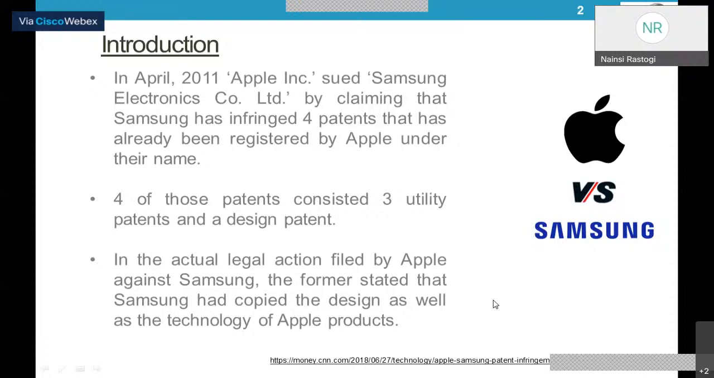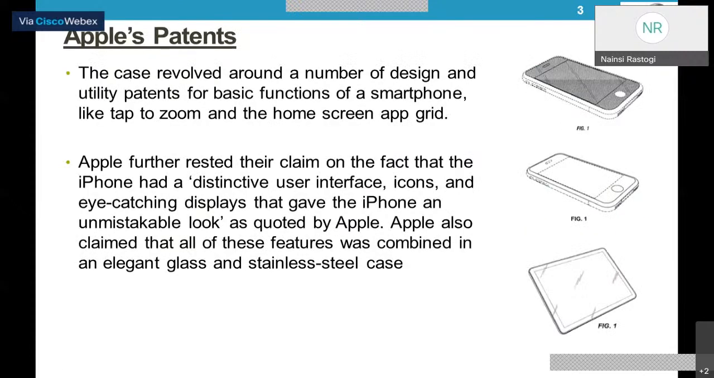Basically, Apple was the IP owner in this case. This is one of the design patents that Apple has on its screen design. Basically, they have rounded corners at the four edges, and one button on the bottom of the screen. For the tab also, they have rounded corners at the edges.